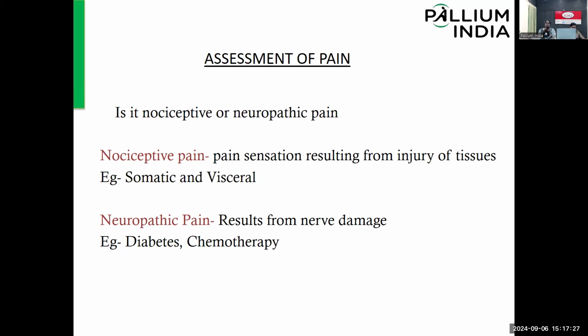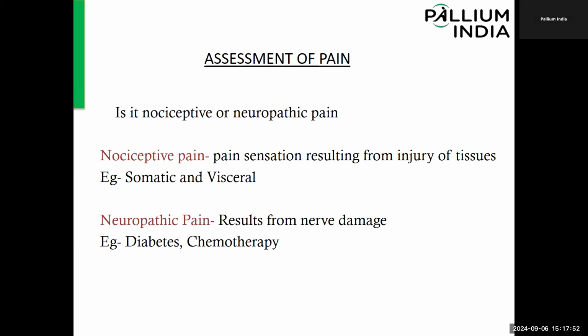What is nociceptive pain? It is a pain sensation resulting from injury of tissues. Usually it is somatic or visceral. Somatic pain is a localized or intense pain described as sharp, aching and throbbing, usually accompanied by local muscle guarding and rigidity. So that is nociceptive pain.